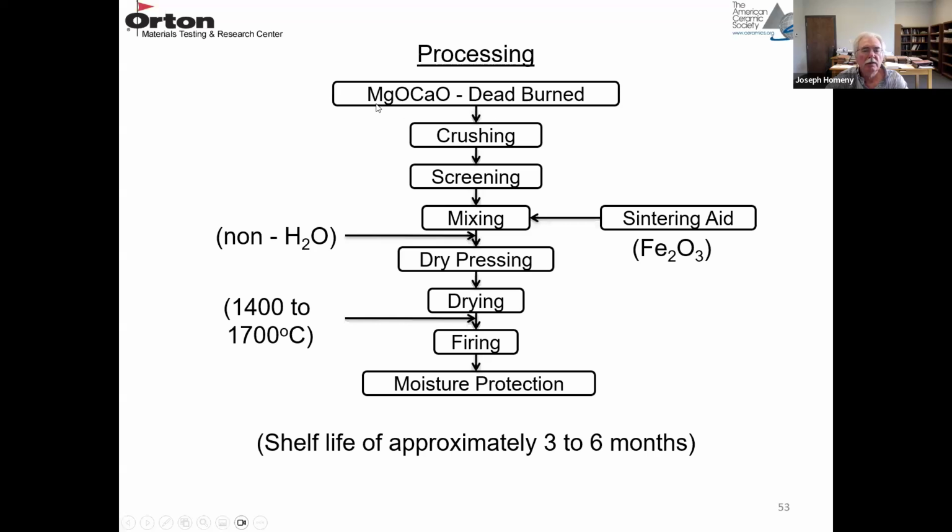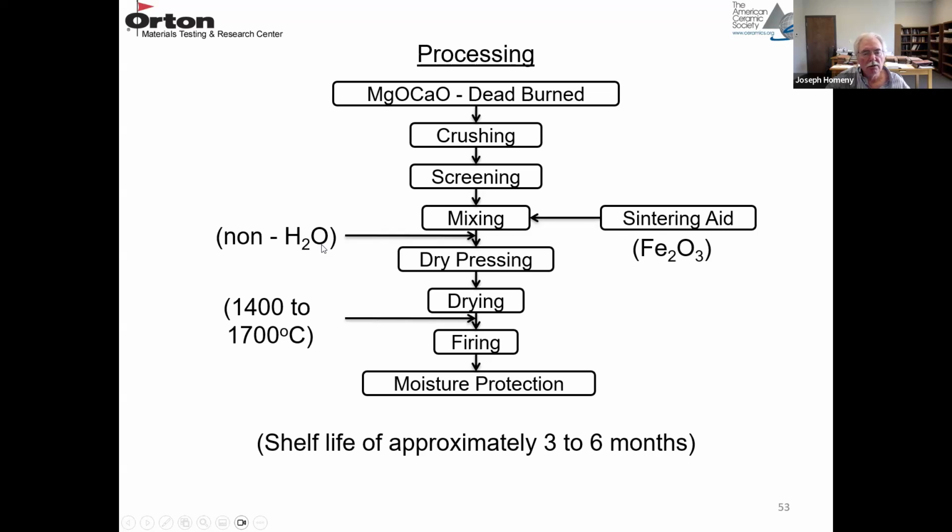So when this is made, you start out with a dead burned dolomite, MgO-CaO. Again, it's crushed, screened, and mixed to maximize the particle packing for maximum density. And these materials can tolerate Fe2O3, so it's a possible sintering aid. It may be added to promote the sintering process.